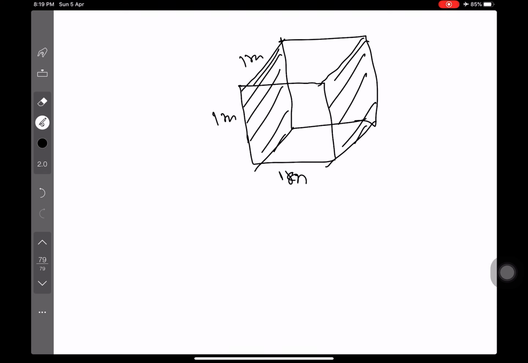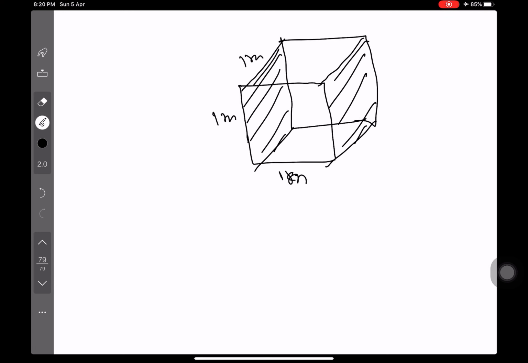Therefore, specific resistance or resistivity of a conductor may be defined as the resistance of 1 meter cube of the conductor made of that material. So that is the definition of specific resistance or resistivity of a conductor.